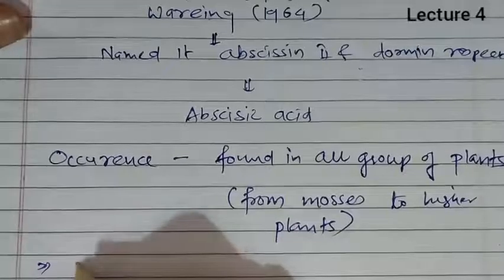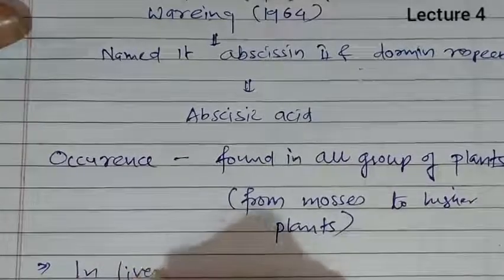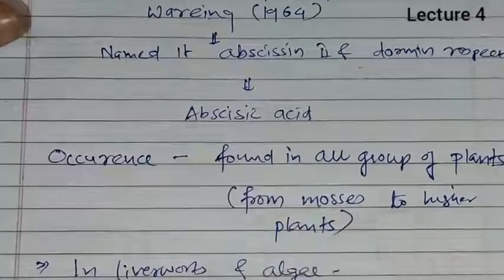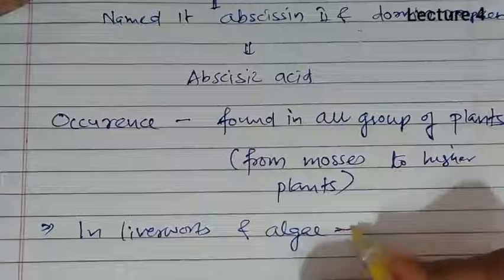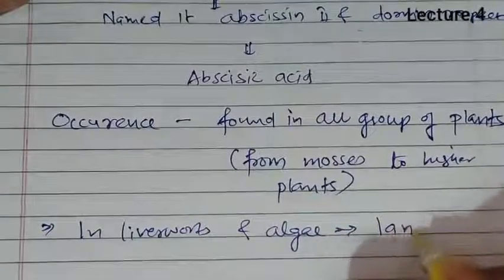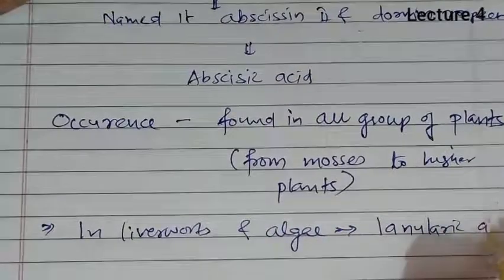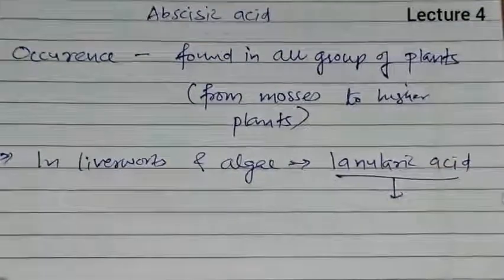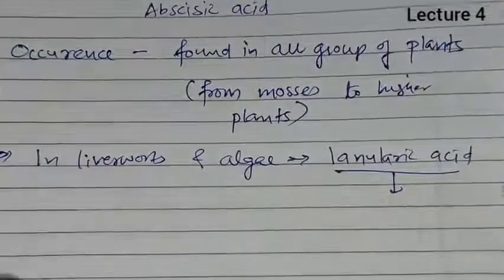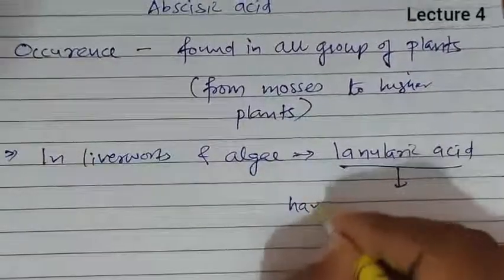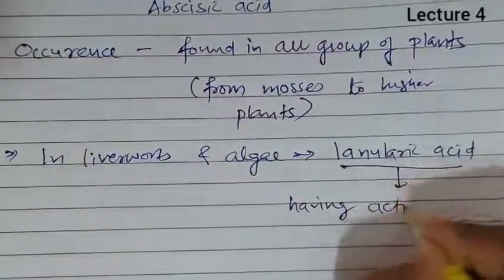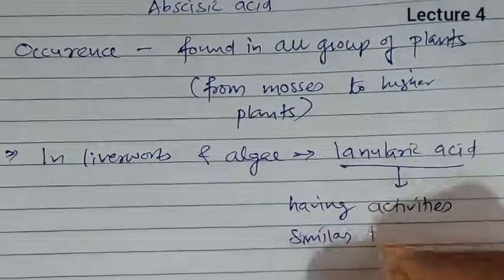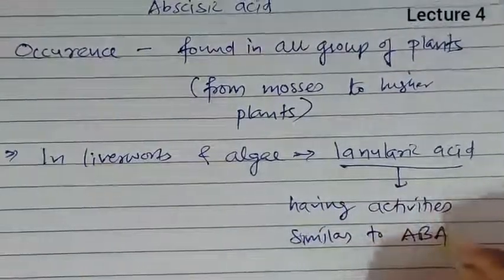One more important point that you should remember: in liverworts, an algal compound, lunularic acid, has been found having activity similar to abscisic acid.